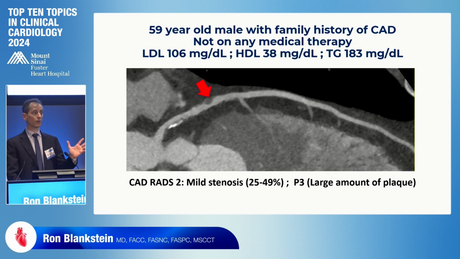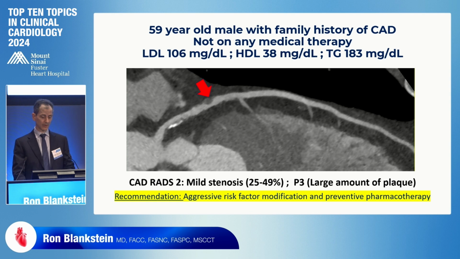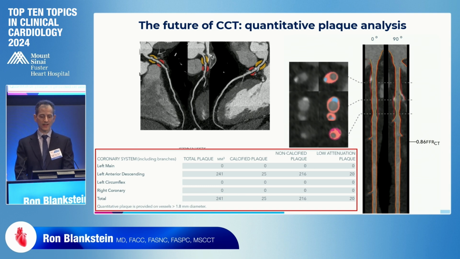And in every report, we now provide recommendations. So the recommendation here is aggressive risk factor modification and preventive therapy. The question is, this is based on visual assessment, this P3. We just looked at the scan, and we said there's a large amount of plaque. The future really is going to be quantitative plaque analysis, and we now have, in the US, 3 FDA-approved vendors who can do quantitative plaque analysis, which means provide the numbers.